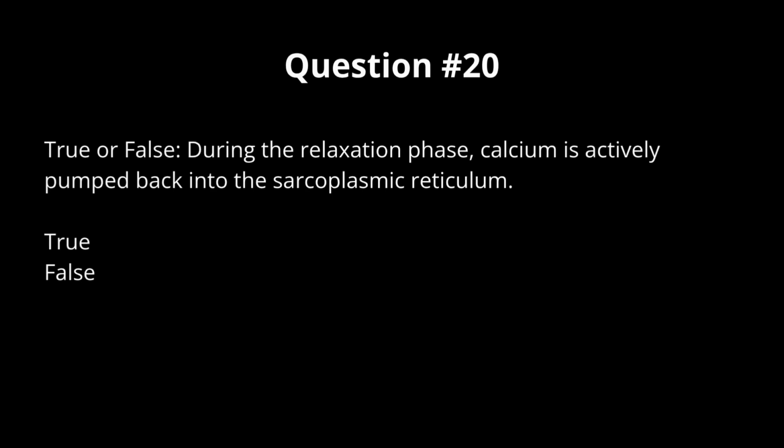Question number 20. True or false? During the relaxation phase, calcium is actively pumped back into the sarcoplasmic reticulum. The correct answer is true. The removal of calcium from the sarcoplasm allows tropomyosin to cover actin binding sites, ending contraction.